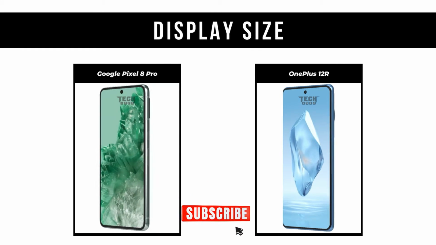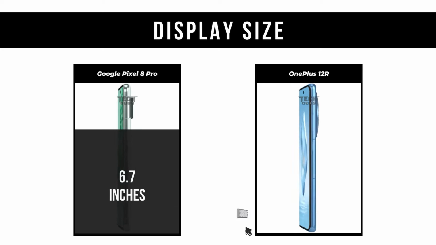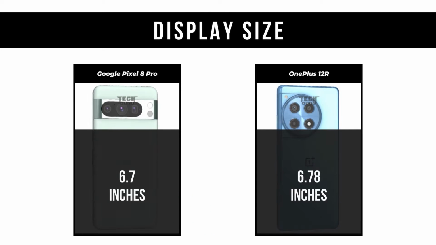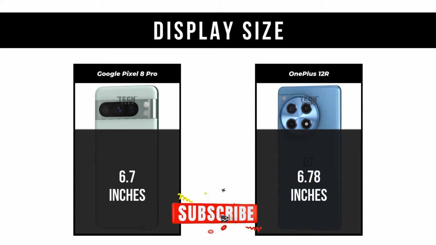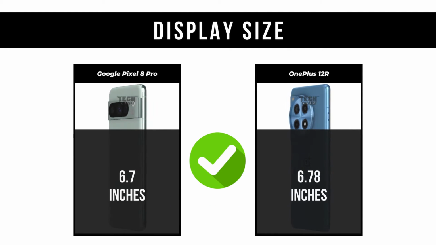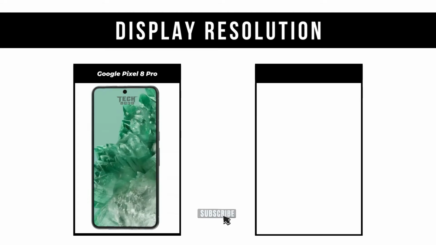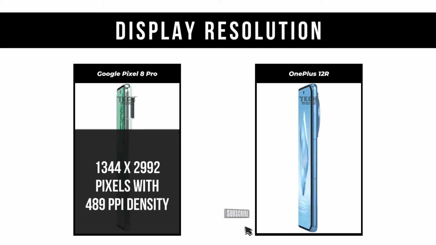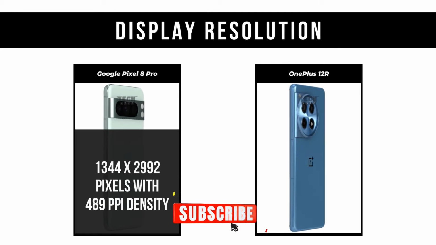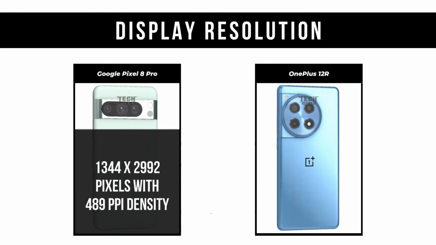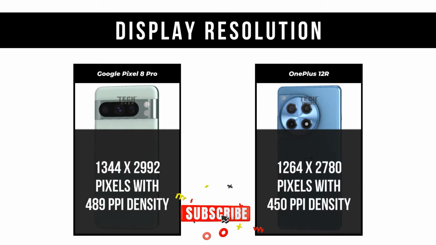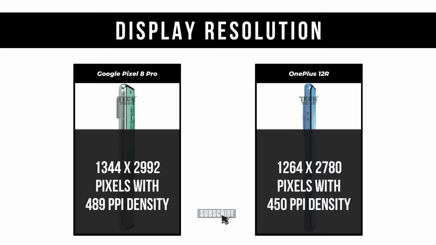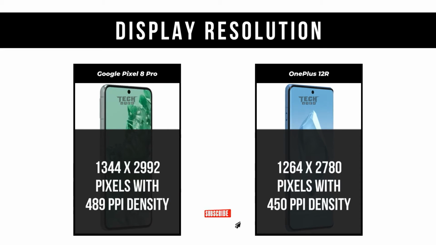Display size. Google Pixel 8 Pro is 6.7 inches. OnePlus 12R is 6.78 inches. Display resolution. Google Pixel 8 Pro is 1344 x 2992 pixels, with 489 ppi density. OnePlus 12R is 1264 x 2780 pixels, with 450 ppi density.